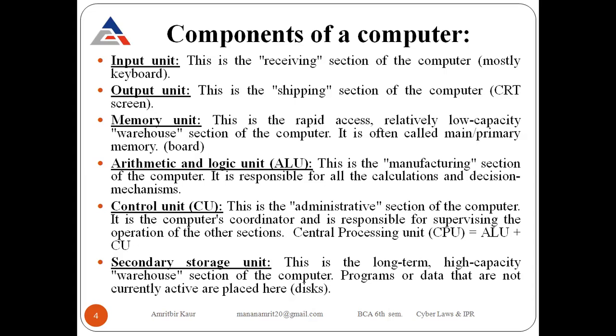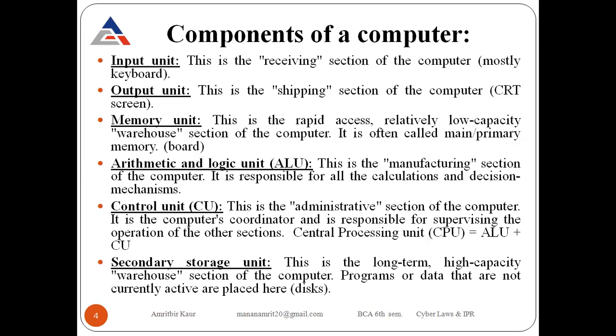Then control unit. This is the administrative section of the computer. It is the computer coordinator and it is responsible for supervising the operation of other sections. So the control unit handles controlling statements. CPU is a combination of ALU and CU. We can say CPU equals ALU plus CU.